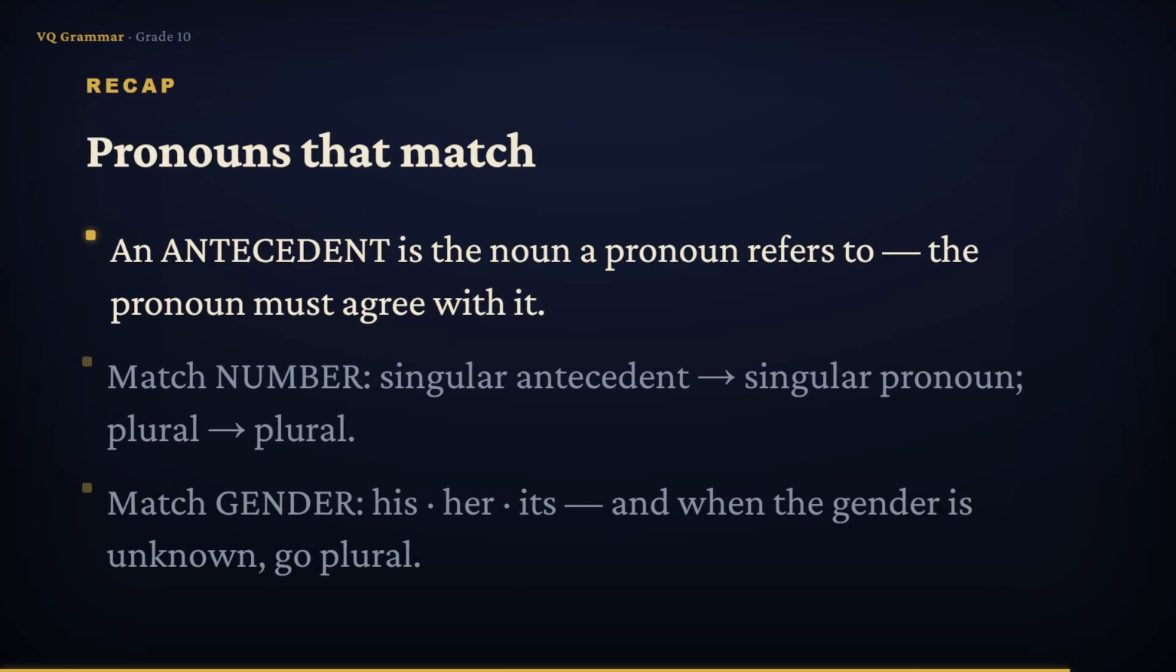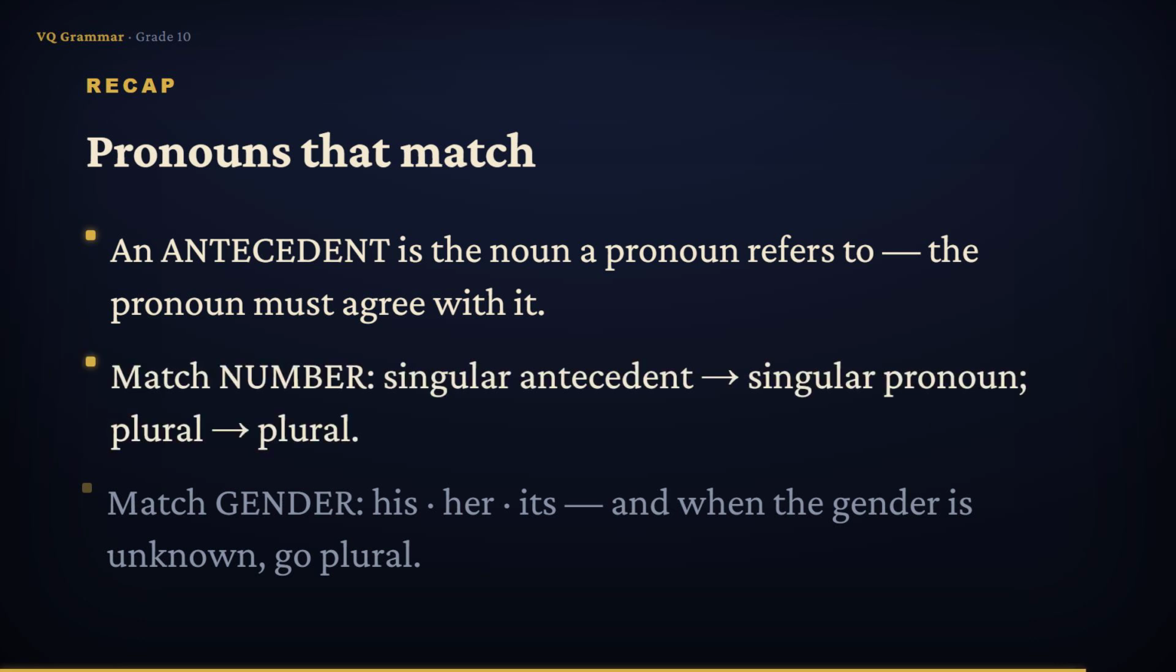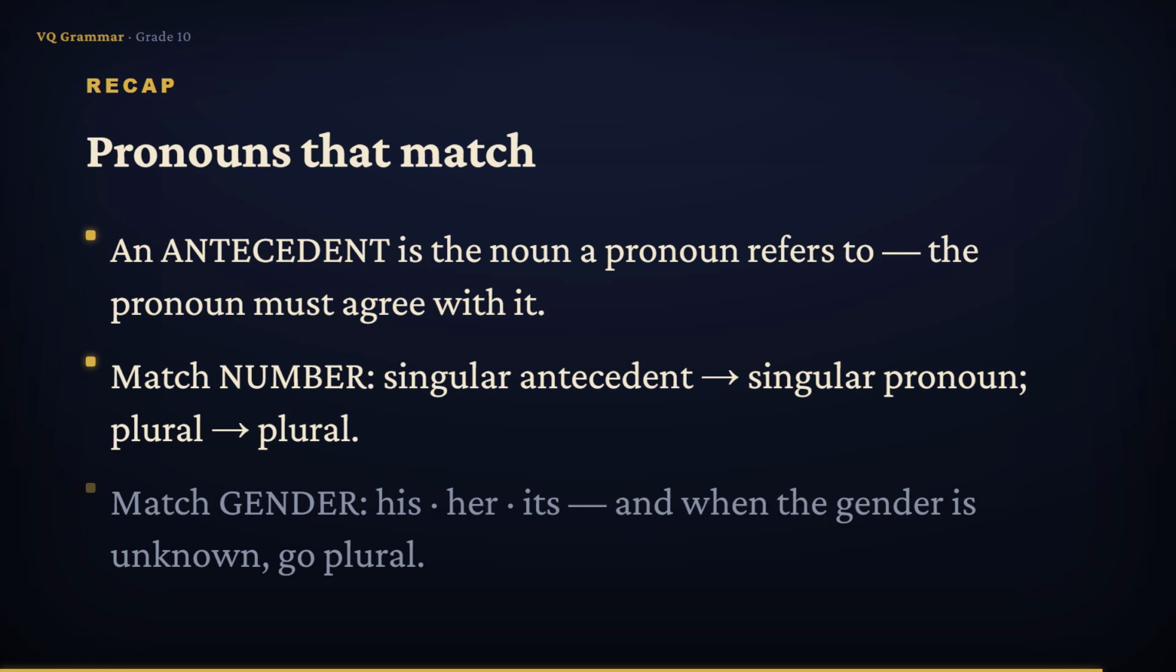Let's gather it all up. An antecedent is the noun a pronoun refers to, and a pronoun must agree with its antecedent, always. It has to agree in number. A singular antecedent takes a singular pronoun, and a plural antecedent takes a plural pronoun. And it has to agree in gender. His for masculine, her for feminine, its for a thing. When the gender is unknown or could be anyone, the singular they is accepted.